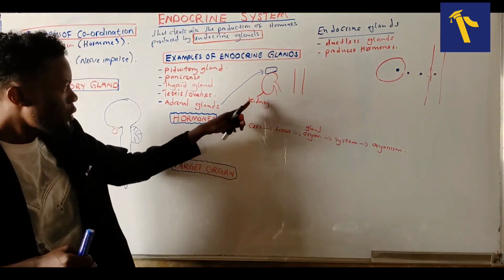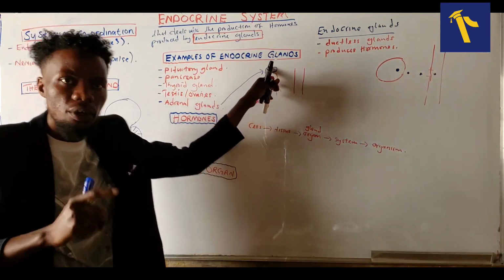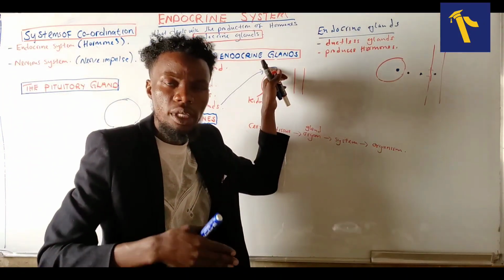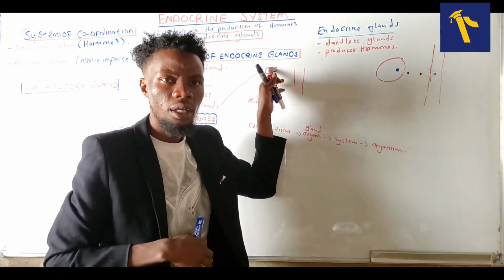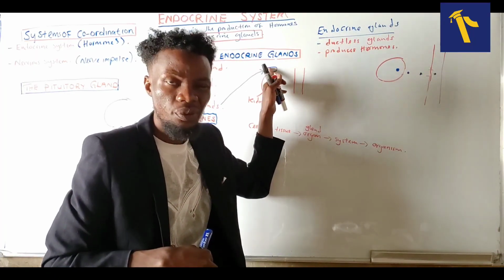These adrenal glands, basically, are going to produce specific hormones that we'll talk about in future videos. They produce adrenaline. They also produce aldosterone. So we'll talk about them.